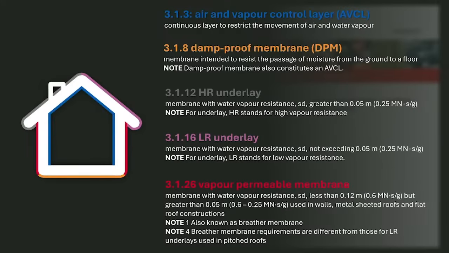Finally, vapour permeable membranes fulfil a similar function to LR underlays, but in walls and metal sheet constructions. These used to be commonly referred to as breather membranes, as the passage of moisture vapour makes it breathable. Whilst they perform a similar function to LR underlays, the performance requirements are different and less onerous in walls. So while some LR underlays can be used on walls as VPMs, and vice versa, the two membrane types are not interchangeable, so care should be taken in specifying the right material for the application.